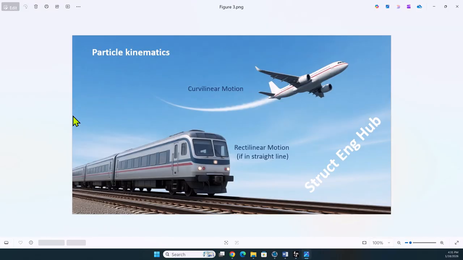Motion of a particle can be categorized as rectilinear motion or curvilinear motion. Rectilinear motion is motion of a particle in a straight line. The particle can move back and forth on a single axis and thus is confined in its motion to one dimension. Curvilinear motion, on the other hand, is the motion of a particle in a curved line, in a plane, or in 3D.